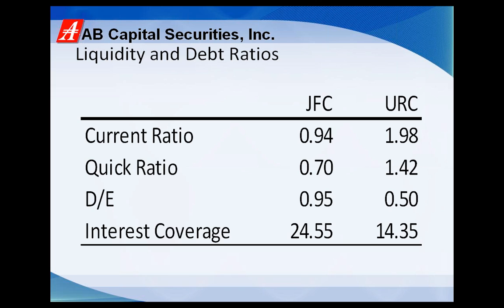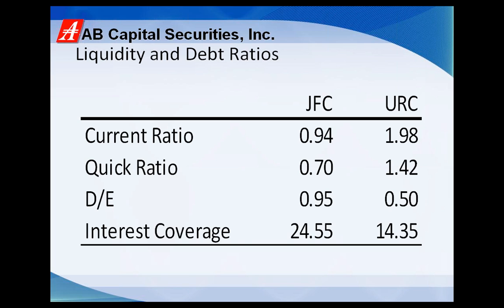You go down to their debt ratios, you will see that URC has 0.5 debt to equity compared to Jollibee. So even on a capital structure basis, URC has a better balance sheet definitely overall. But in terms of interest coverage, Jollibee's operating income can cover 24 years of interest based on this example compared to that of URC. So Jollibee is a more liquid company in terms of income.